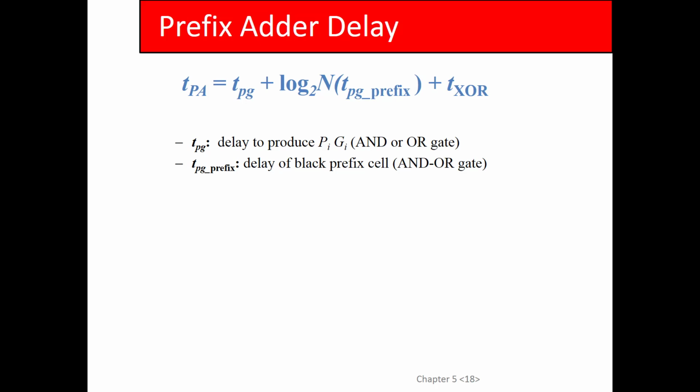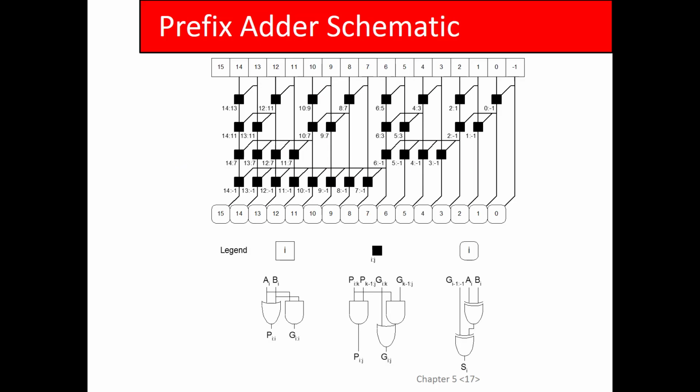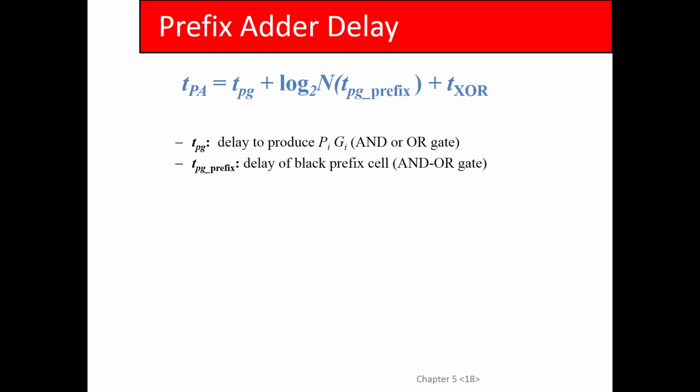And then you multiply that by the time of the black prefix cells, which makes sense, right? I have to go through 4 of those. 1, 2, 3, 4. Not all of them go through exactly 4, actually. That's the worst case, 4. Overall, for example, getting down to these guys. Okay, any questions about that?